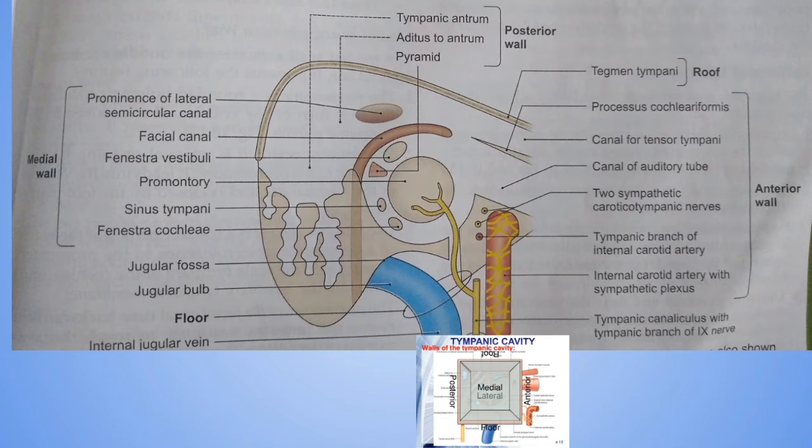Next is the prominence of the facial canal. The prominence of the facial canal runs backwards just above the fenestra vestibuli to reach the lower margin of the aditus. The canal then descends behind the posterior wall to end at the stylomastoid foramen. Also, the prominence of the lateral semicircular canal above the facial canal is present, and the sinus tympani is a depression behind the promontory opposite the ampulla of the posterior semicircular canal.